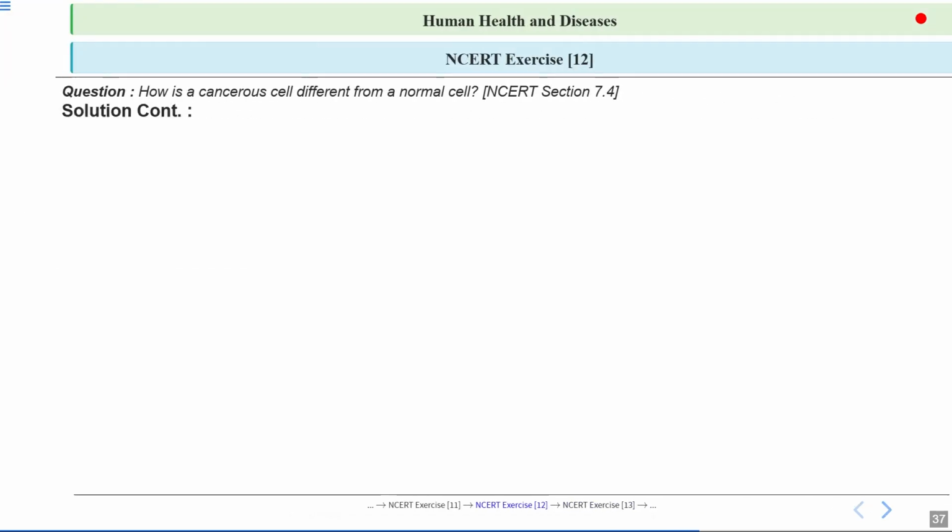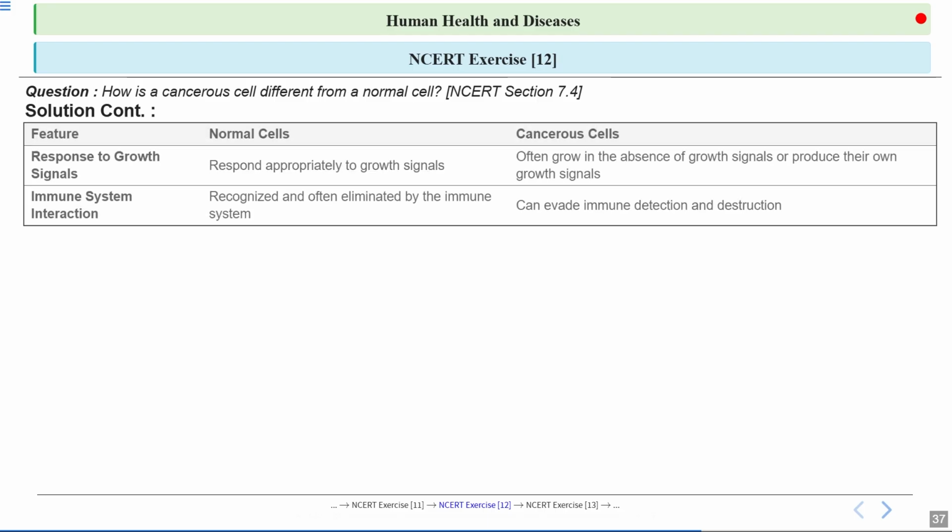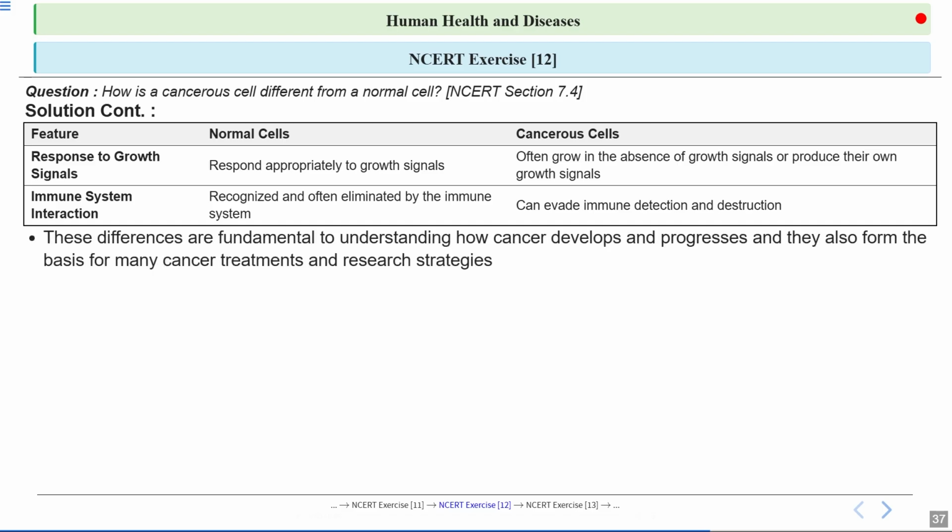Okay, let's continue the discussion. Now here you can see the normal cells. They respond appropriately to growth signals, whereas cancerous cells often grow in the absence of growth signals or produce their own growth signals. Now, let's talk about immune system interaction. Normal cells are recognized and often eliminated by the immune system. And cancerous cells can evade immune detection and destruction. That's why they keep on growing and multiplying.